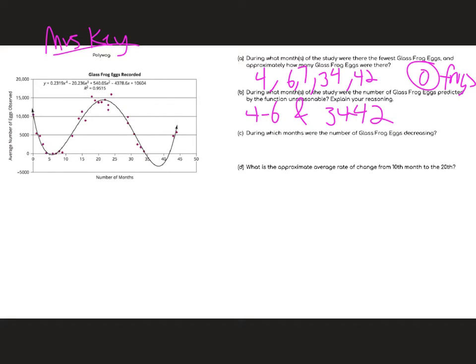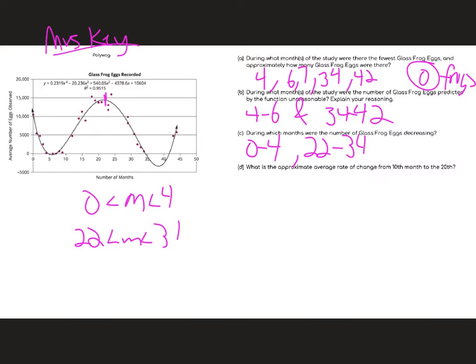Alright, during which months were the number of glass frog eggs decreasing? So we were decreasing from 0 to 4, and then from, we'll call it 22 to 34. And you could write it like that. You could write it as an inequality, like 0 is less than m is less than 4, and then 22 is less than m is less than 30, something like that.